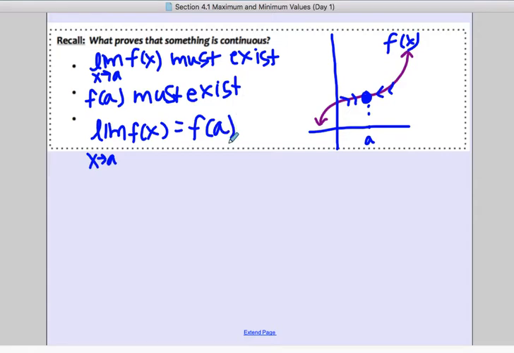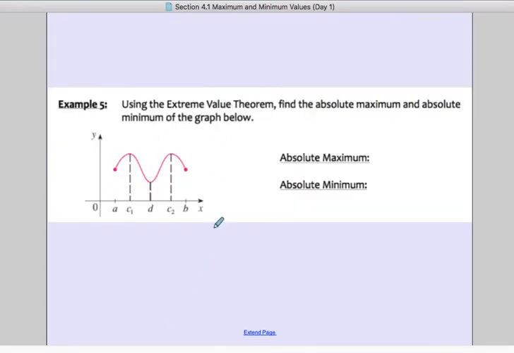So we did some proofs showing that things had to be continuous, and this is how you would prove that things must be continuous. Today we're looking at graphs, so the biggest thing you need to take away is remember when you draw it, you don't pick up your pencil at all. There's no holes, there's no asymptotes, there's no jumps. So we're using the extreme value theorem to find the absolute max and absolute min. In order to use it, you have to be continuous.